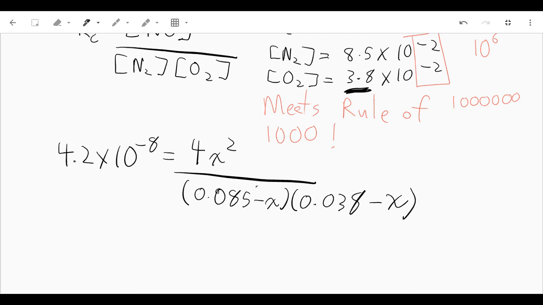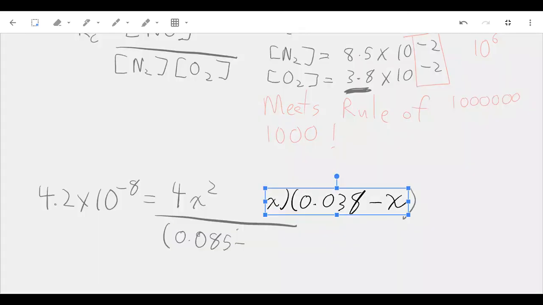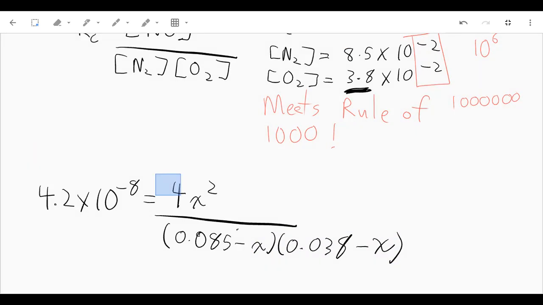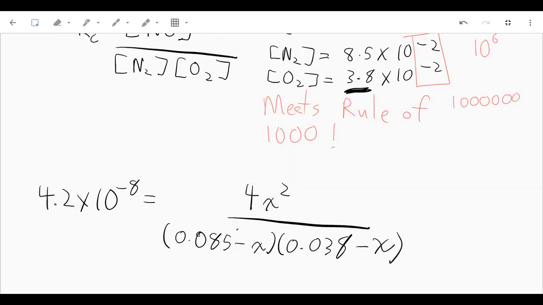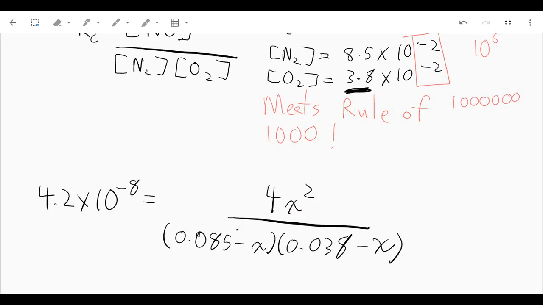It doesn't take a lot to see here that this is going to end up being some fairly complicated numbers, right? We're going to have to end up with a quadratic formula. It's going to be messy. We're not going to like it. It's going to be a difficult calculation to do.